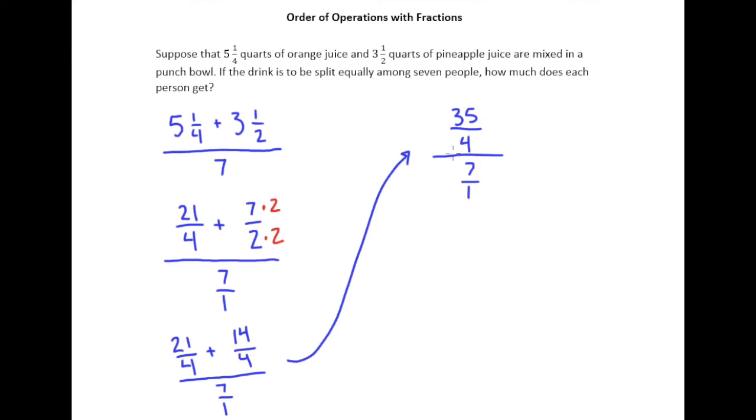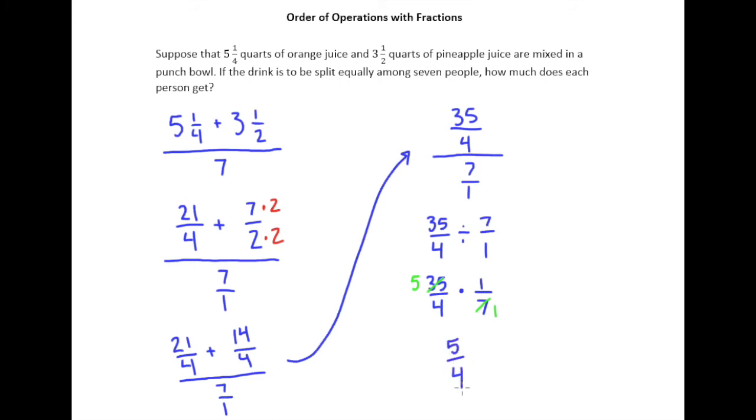And so we recognize that this is a big fraction bar, which is the same as division. So we can take 35/4 divided by 7/1, which is 35/4 times the reciprocal of 7/1, which is 1/7. Looks like we can do a little bit of canceling, a little bit of pre-reducing. So 35 divided by 7 is 5, 7 divided by 7 is 1, and so we end up with 5/4.